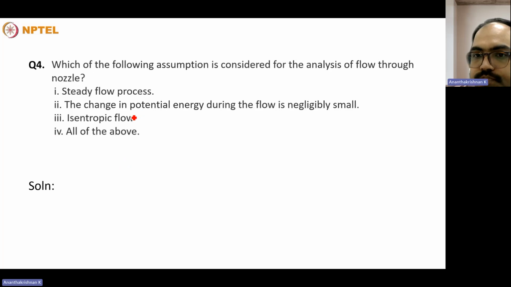Going to the fourth problem. This is a problem related to nozzle. Which of the following assumptions is considered for the analysis of flow through nozzle? In the case of a steady flow analysis, we know that it's an isenthalpic process. No, not isenthalpic. There will not be a change in enthalpy in this process.